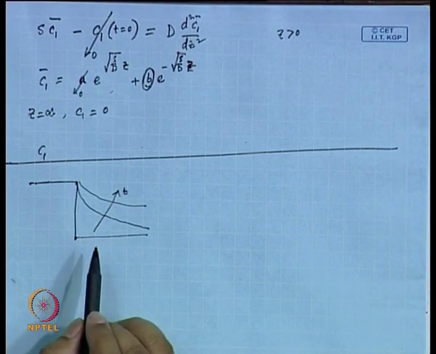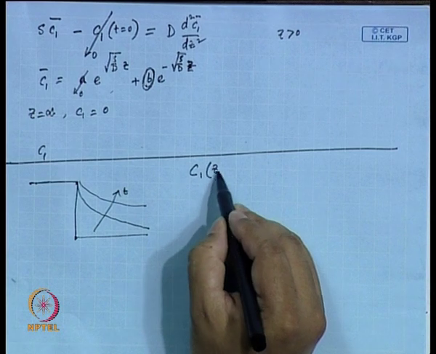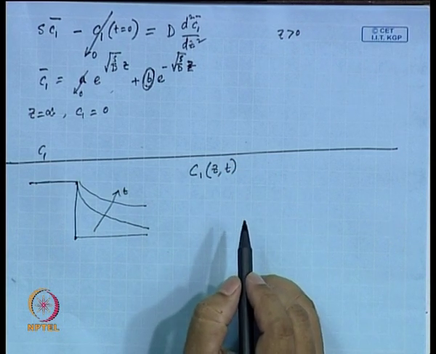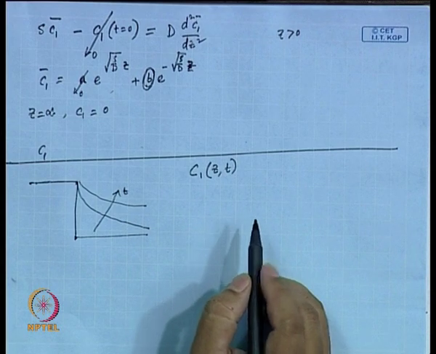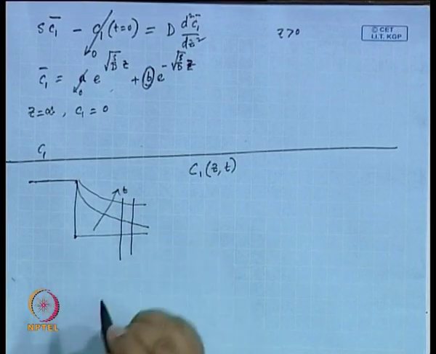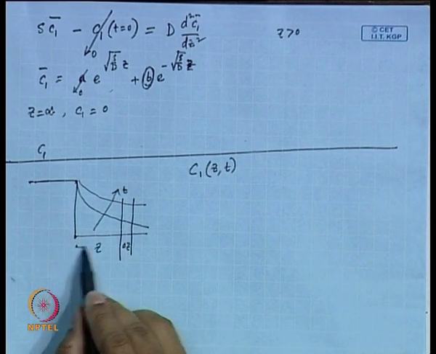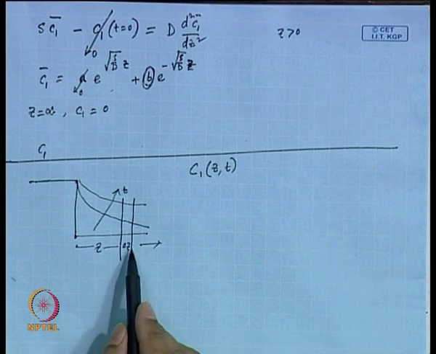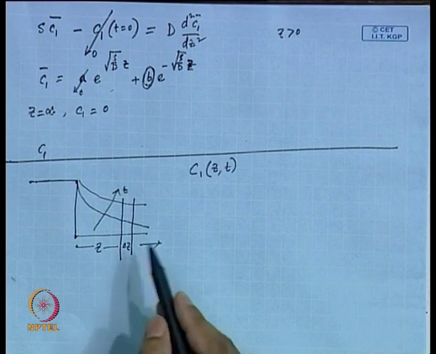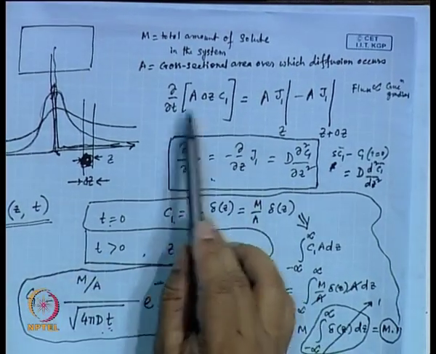How will you solve this? How would you obtain a concentration profile here? Just like we said, C1 as a function of z and t, how will you do that? Now, at the very outset I must say that when it comes to spreading of a front, we have the same governing equation arising from a differential element. That means, if you pick up a differential element delta z at a distance z from the center, and if you try to draw a mass balance just the way you have done it last time, this mass balance would be valid.